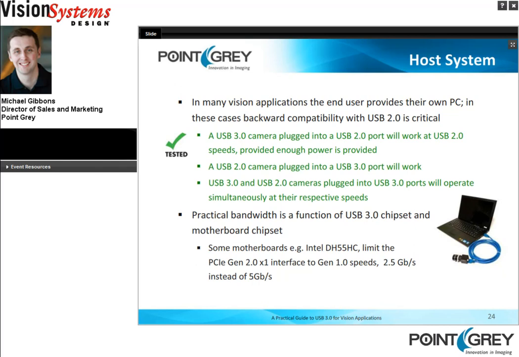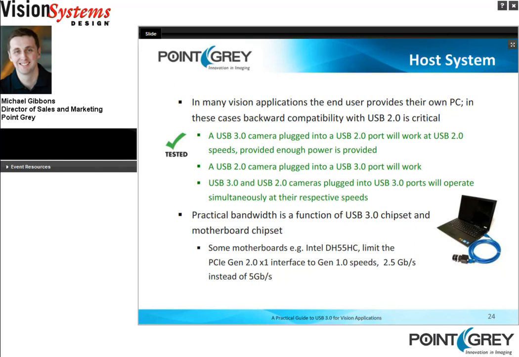So here are some of the things we've tested. We've basically tested a USB 3 camera plugged into a USB 2 port. That'll work, no problems. The only issue is it works at USB 2 speeds. You also have to make sure that there's enough power provided. Again, 2.5 watts is what USB 2 provides. So if you have a camera that's going to draw more than that, that could be an issue.